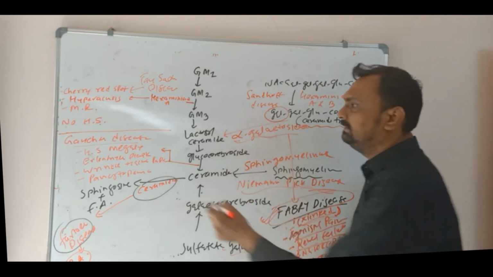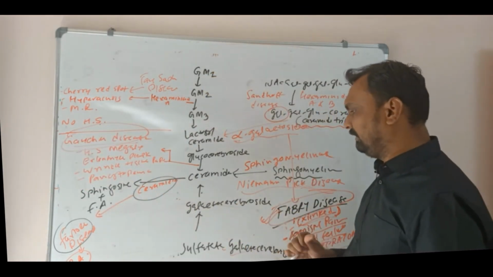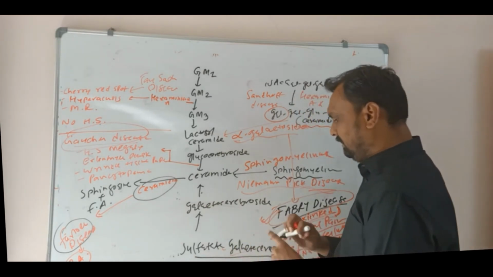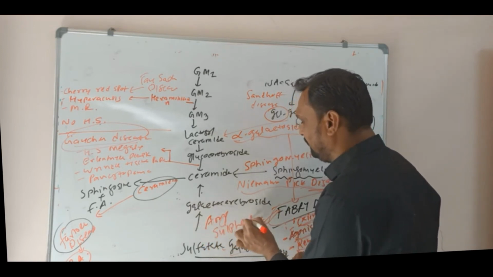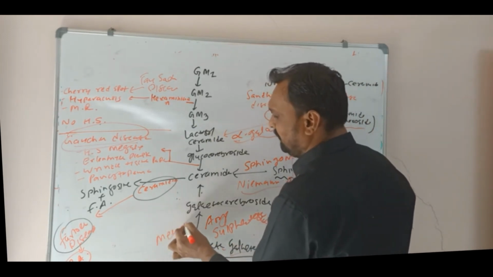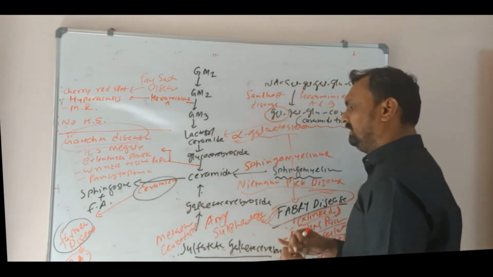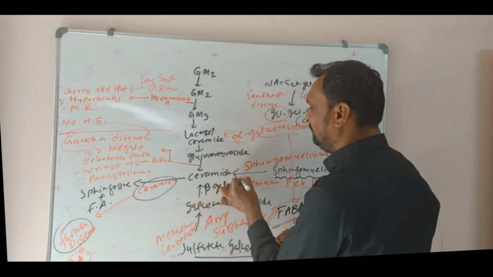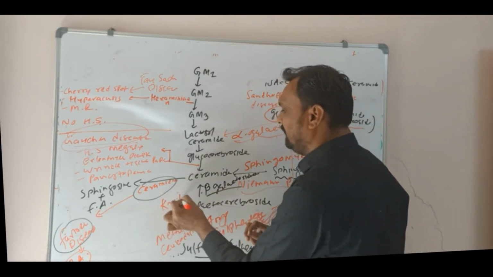Very important. This Gaucher disease and Fabry disease are frequently asked questions in the competitive exams. Okay. Now this sulfatide is converted to galactocerebroside by removal of the sulfate group, and here the enzyme is aryl sulfatase. Okay, and if this enzyme is deficient, it will lead to metachromatic leukodystrophy. Okay, and if this galactocerebroside is converted to ceramide, the enzyme is beta galactosidase. And if this enzyme is deficient, it will lead to Krabbe disease.